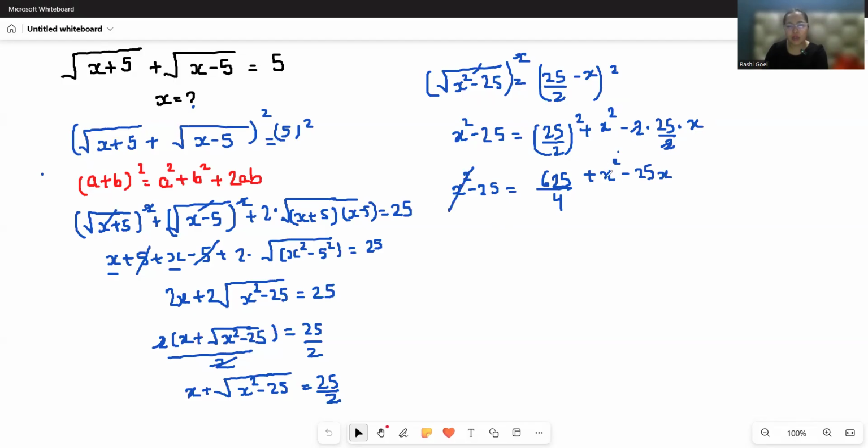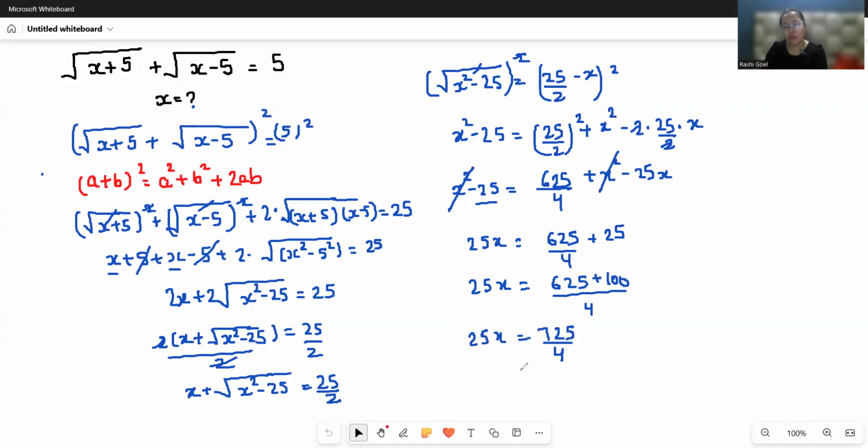So this positive x square cancels out the positive x square from both sides. Take this negative 25 to this side. So 25x equals 625 by 4, and the negative 25 goes to the other side as plus 25. Now if we take the LCM, 625 and here 25 times 4 is 100. So 25x equals 725 by 4. x equals 725 by 4 times 25, that is 725 by 100, which equals 7.25.